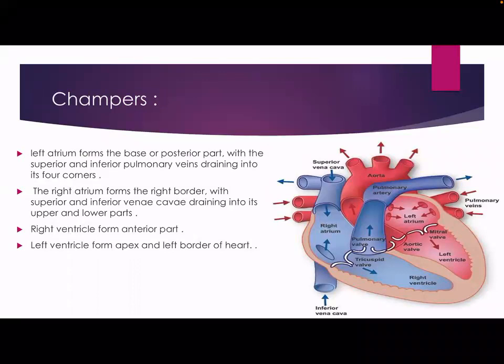The heart is composed of 4 chambers, 2 atria and 2 ventricles. The left atrium forms the base or the posterior part, with the superior and inferior pulmonary veins draining into its 4 corners. The right atrium forms the right heart border, with the superior vena cava and inferior vena cava draining in its upper and lower part. The right ventricle forms the anterior part, and the left ventricle forms the apex and left heart border.